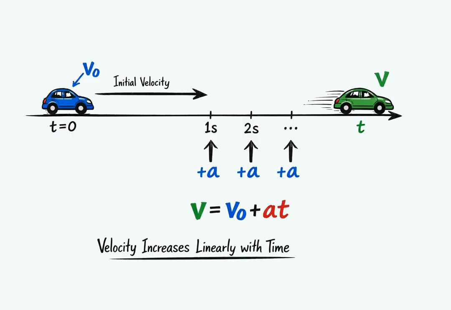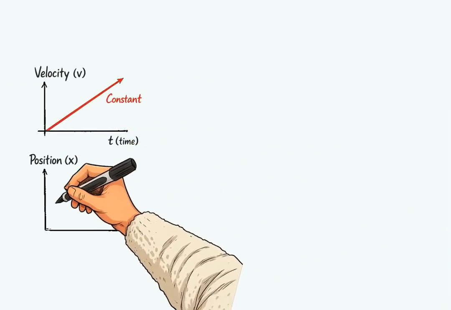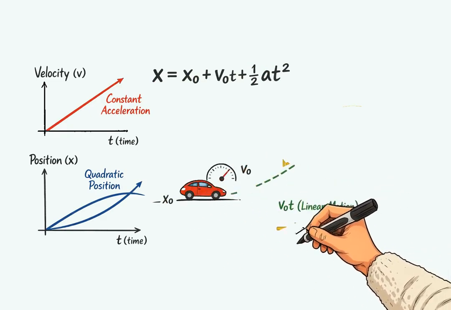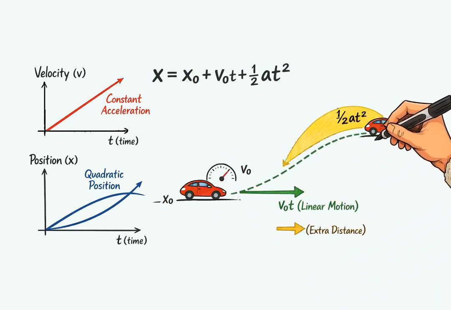This is not a formula that appears by magic. It's the direct meaning of a constant rate of change. If every second you add the same amount of velocity, then after t seconds you've added at. Position follows from the same logic one step earlier. Velocity is the rate of change of position, so if velocity changes linearly, position changes quadratically. Under constant acceleration, x equals x naught plus v naught t plus 1/2 at squared.